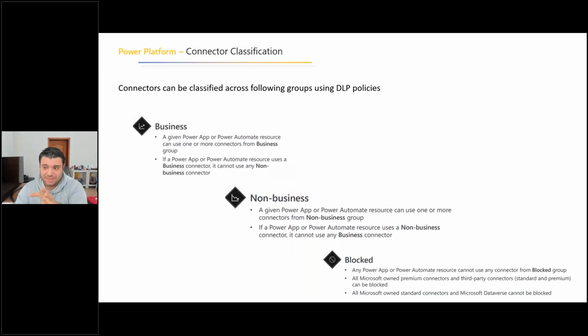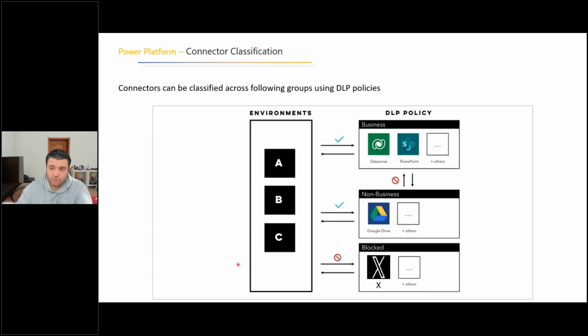It looks complex, but that image will make it very simple for you. So I have my environments Project Alpha, Project Beta, and Project Charlie. I have my DLP policy, and in the business category, I'm telling it, okay, for the 3 environments, the business connectors are Dataverse and SharePoint. For the non-business, Google Drive, and the blocked is X.